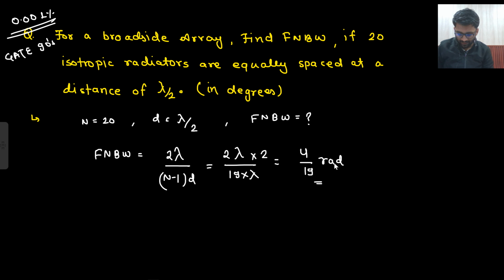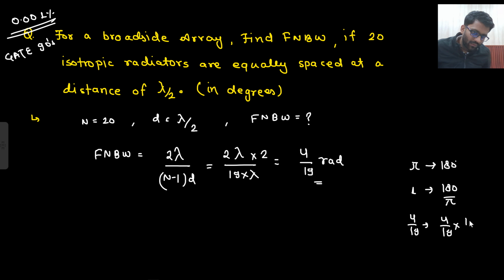14 by 19 is in radian, but I need to convert it. So where is my calculator? Here is my calculator. If you know that pi radian is equal to 180 degrees, 1 radian would be equal to 180 by pi. So 14 by 19 radian would be equal to 14 by 19 into 180 by pi. So roughly around 12 degrees I am getting. This is the answer.